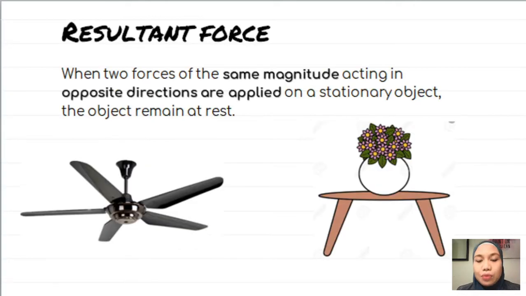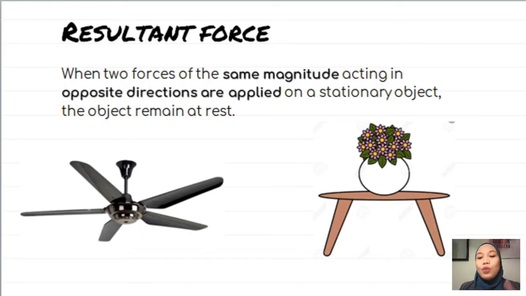Alright, next we go to number 2, resultant force. So what is resultant force? When two forces of the same magnitude acting in opposite directions are applied on a stationary object, the object remains at rest. In the diagram here, we have a hanging ceiling fan, and then we have a flower vase on the table. But can you see the magnitude and the direction in this diagram? I can be sure you cannot see any forces, right?